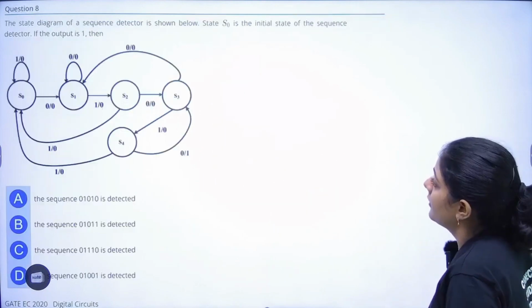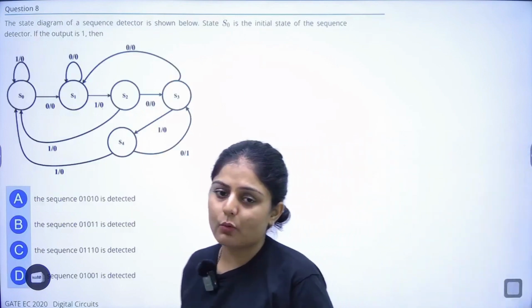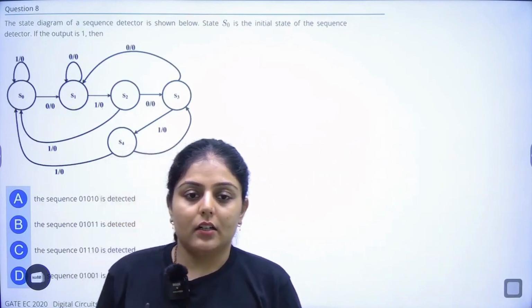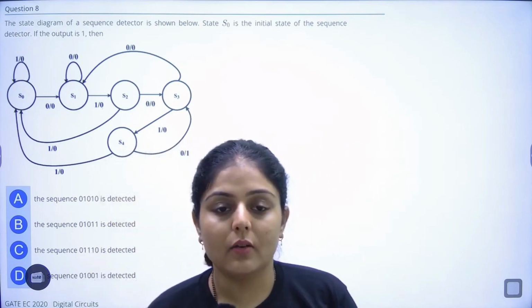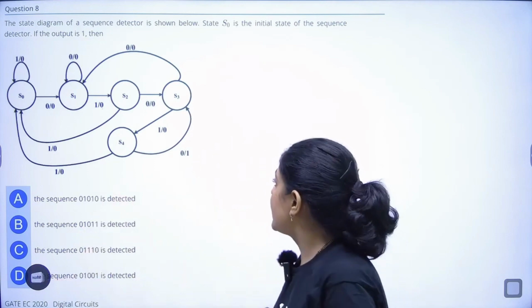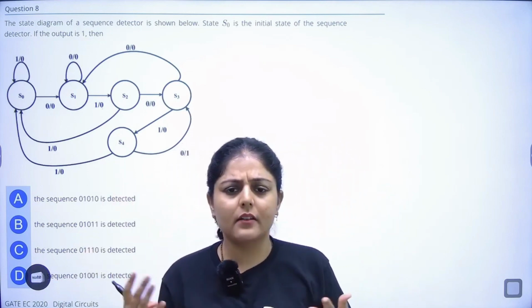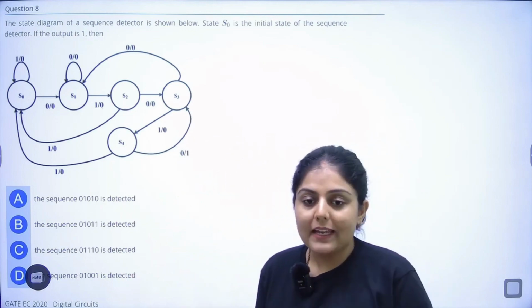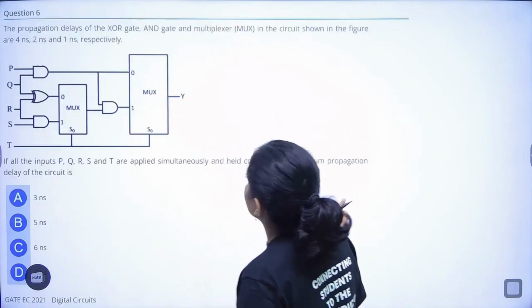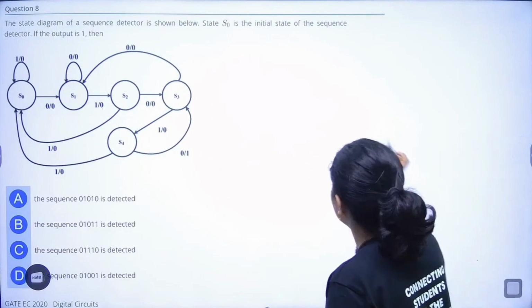Next question. Okay, this is again a state diagram question, a very frequently asked question. They are asking you to find out the sequence that this state diagram represents. So what kind of state diagram is this? There are 2 types of state diagrams, Mealy and Moore. So this is a Mealy type state diagram.